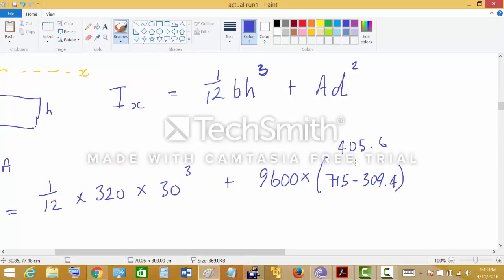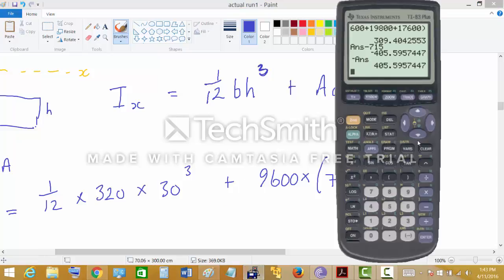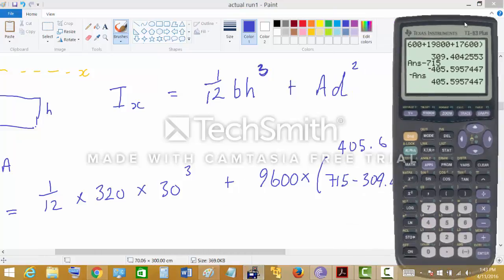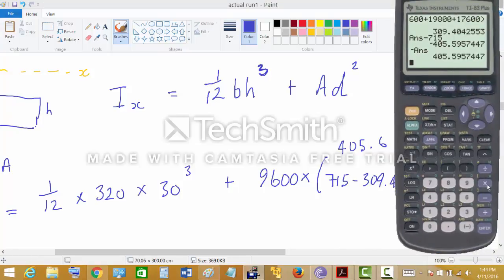0.6, that's what that equals. Put in the calculator. Right, so I'll just multiply that by 996, that, and then add it to this part here, which is up in brackets 321 times 30 squared.